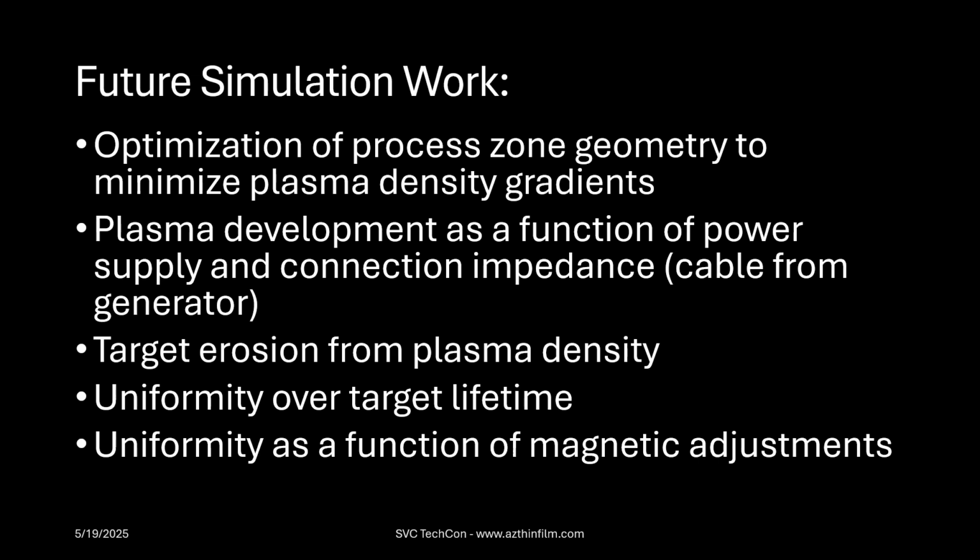And uniformity as a function of magnetic adjustments. So one of the easiest ways to actually go back and tune the individual system is to make a change to the static magnetic field. And that can help compensate for some of the changes in the electric fields that form as a function of the actual plasma production process.